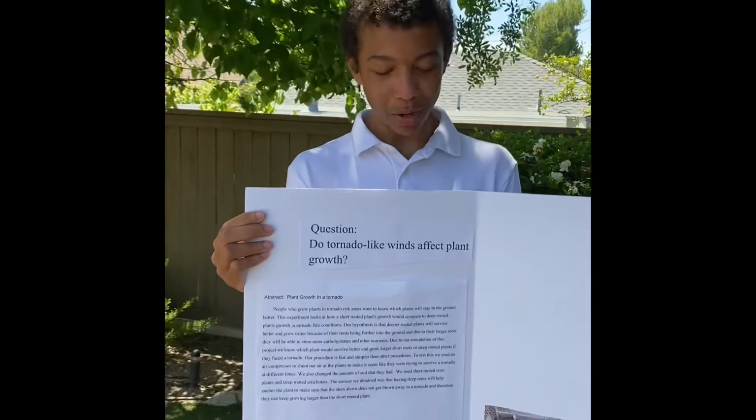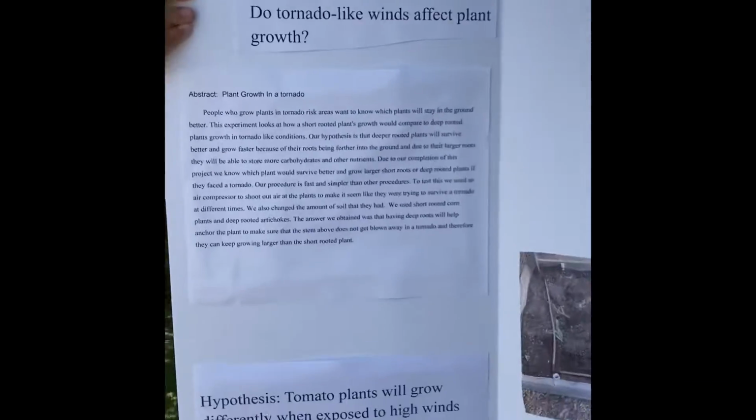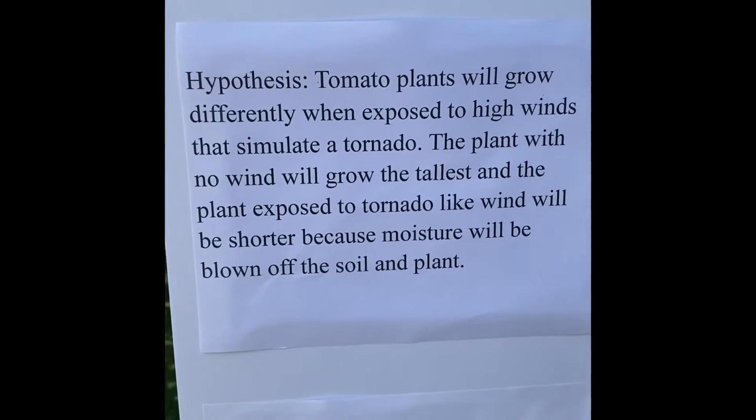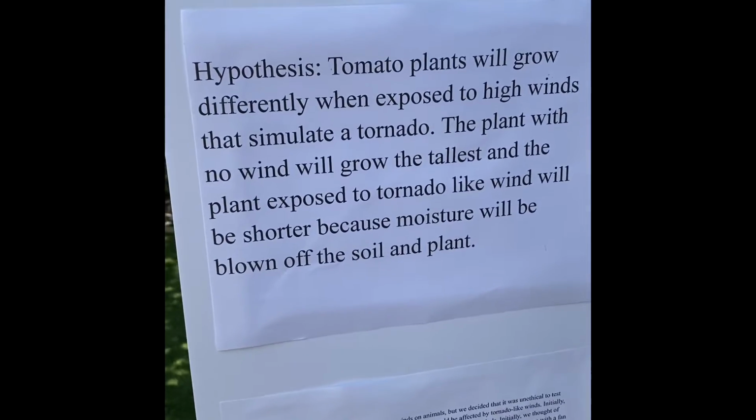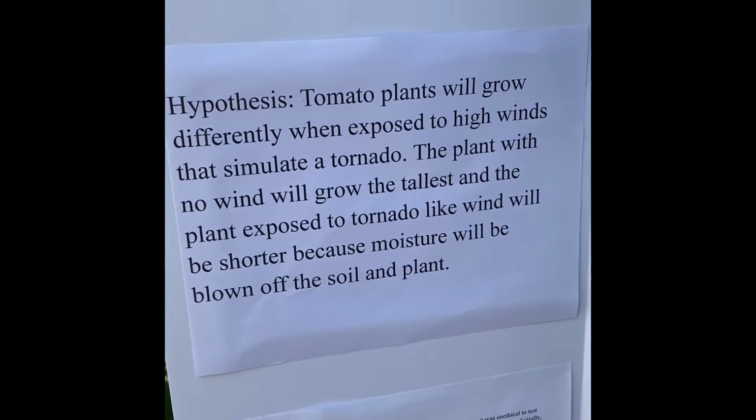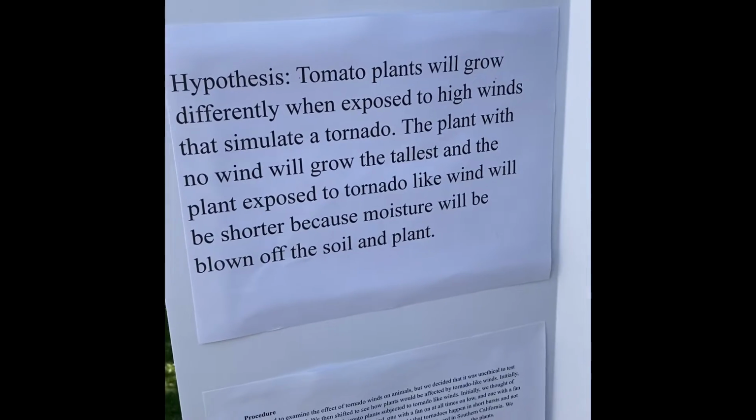Our hypothesis was tomato plants will grow differently when exposed to high winds that simulate a tornado. The plant with no wind will grow the tallest, and the plant exposed to tornado-like wind will be shorter because the roots will not be able to absorb as much moisture, and they are shorter and not as firm.